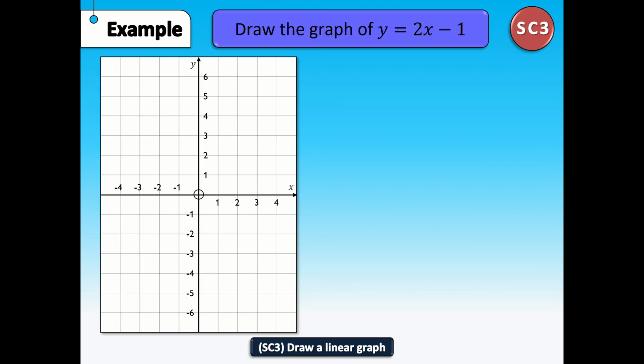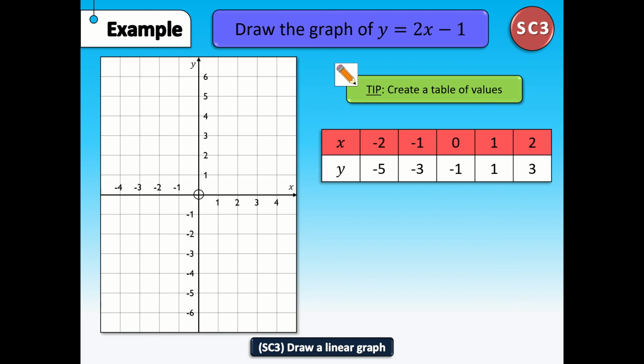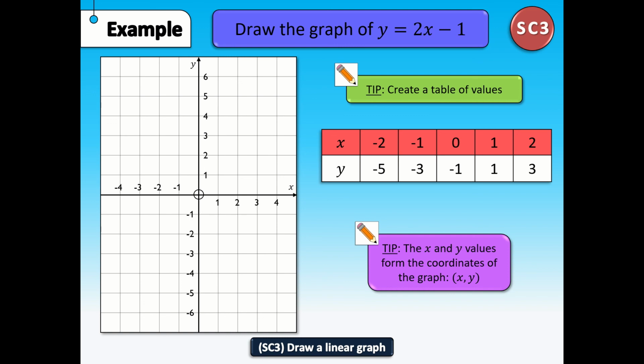So if we want to draw the graph of y equals 2x minus 1, we first of all need to complete a table of values, which is there, and then we can plot these values onto the graph. So when x equals 2, y equals 3, so that's the coordinate 2, 3. So we plot the coordinate 2, 3 on the graph, which would go there. When x equals 1, y equals 1, so that's the coordinate 1, 1. So we plot the coordinate 1, 1 on the graph, and that will go there.